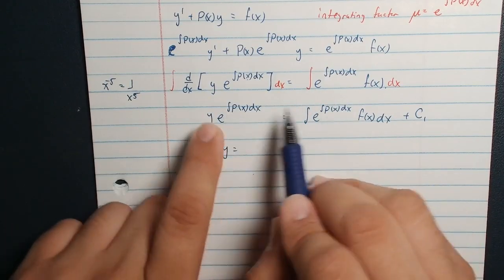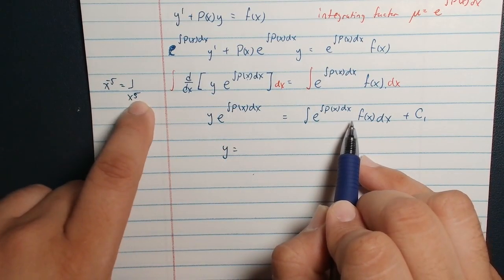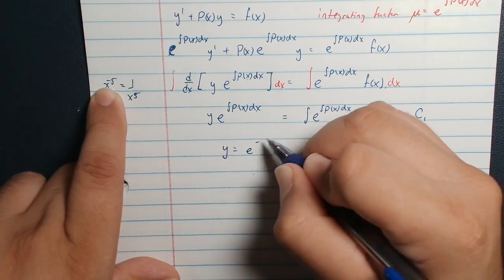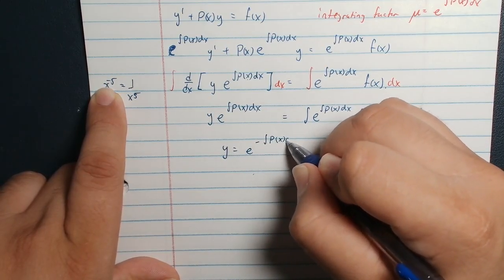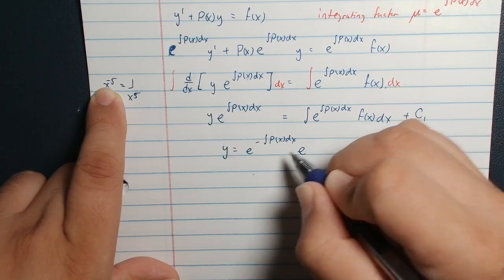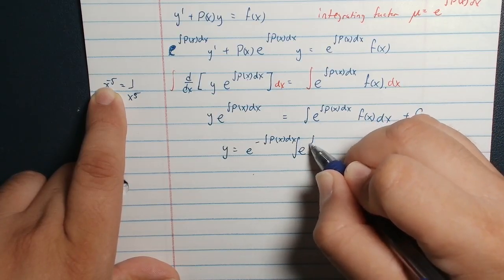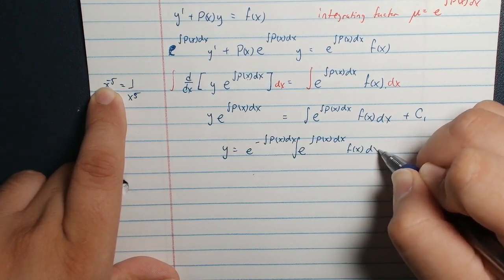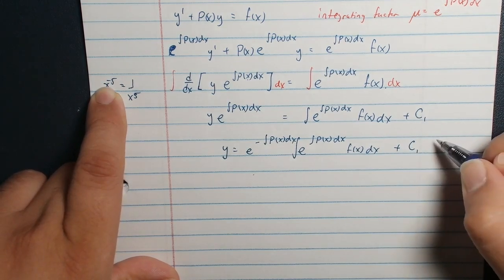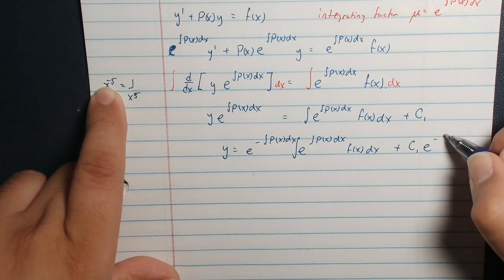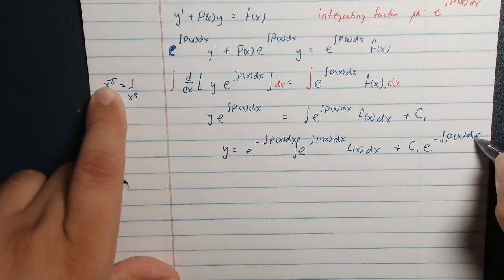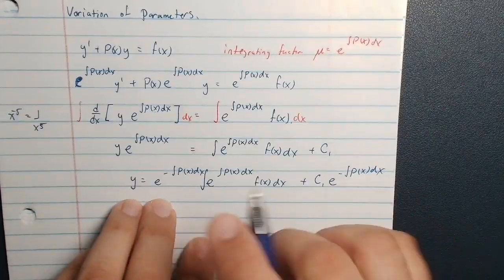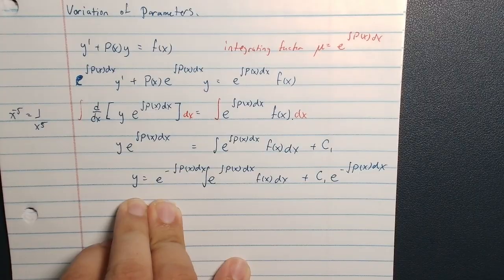So here I'm going to go ahead and move this over. I'm going to divide it to the other side, but instead of writing it as division, I'll write it with a negative power. So here I get y equals e to the minus integral p(x) dx times the integral of e to the integral p(x) dx f(x) dx plus some unknown constant c1 times, again, e to the minus integral p(x) dx. Okay. And this is our formula for solving a first order problem via an integrating factor.